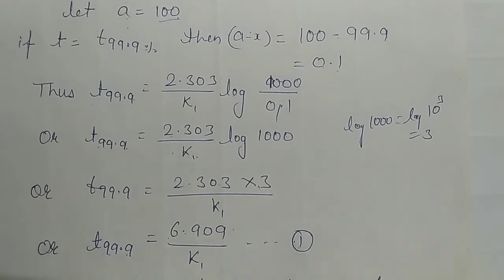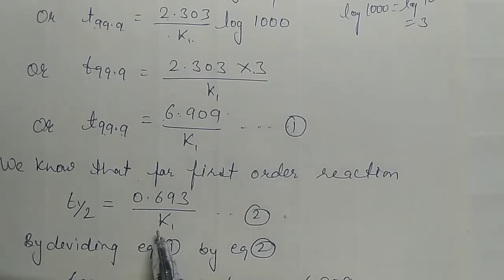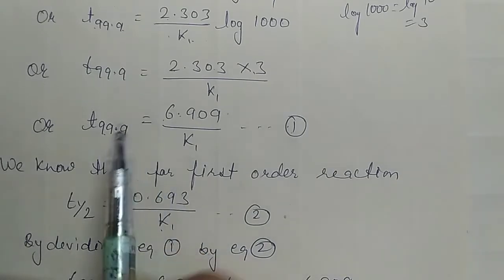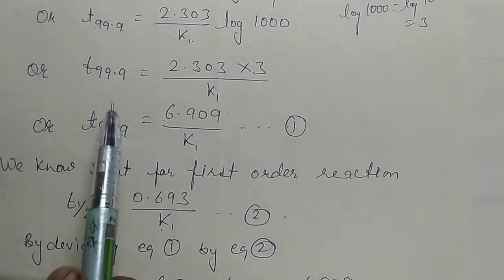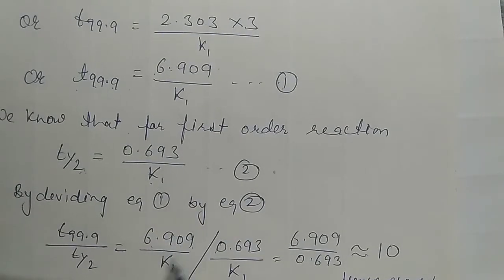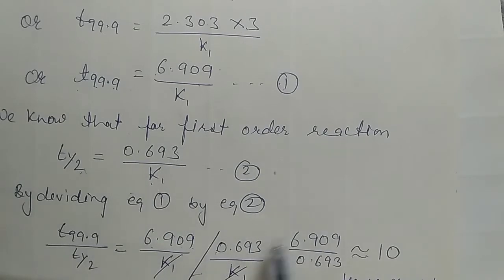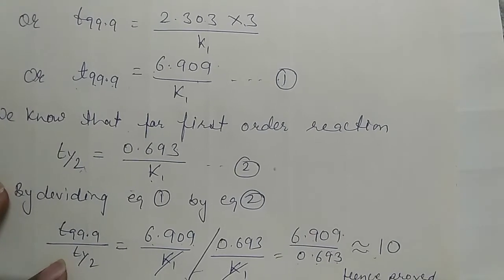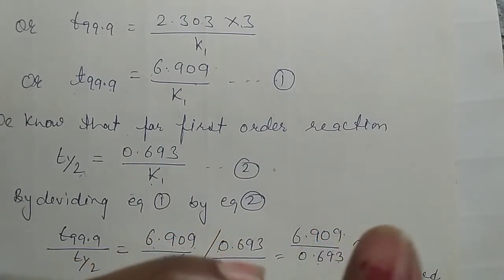This is equation number 1, but we know that the half-life of first order reactions, T half, is equal to 0.693 upon K1. It is already proved. Now we divide equation number 1 by equation number 2 to obtain the ratio of T99.9 upon T half. So it will be 6.909 upon K1 upon 0.693 upon K1. K1 is cancelled by K1. 6.909 upon 0.693 is approximately equal to 10. It is proved. Thus we can prove the ratio of any two times.